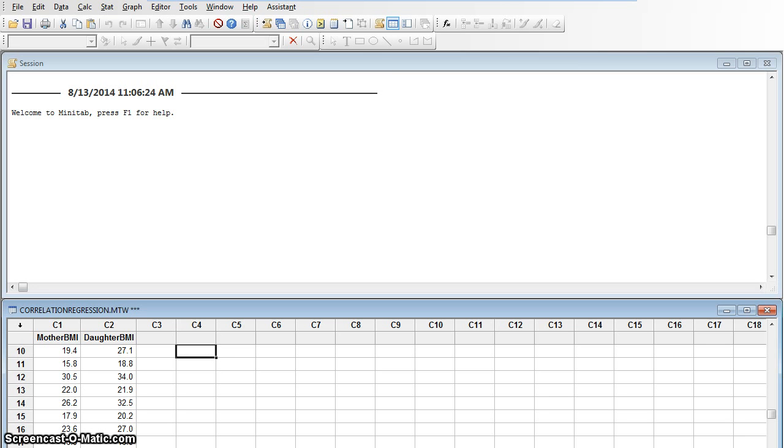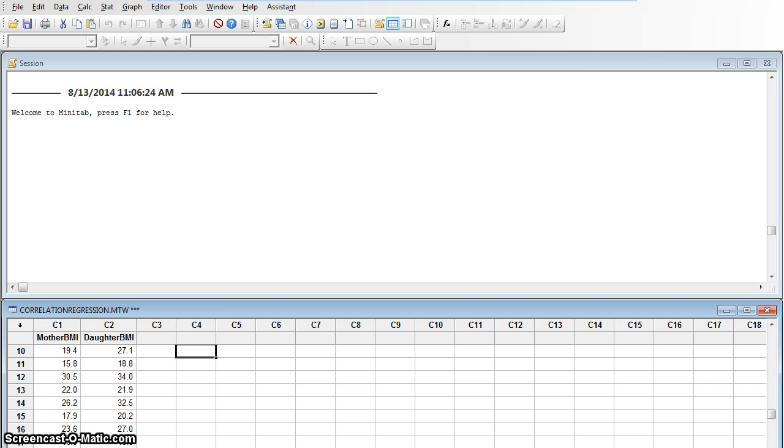Now I study obesity. I would like to study whether obesity is a family problem or an individual problem. And here's how I've proposed to do it. I have collected a sample of 22 pairs of women, 22 mothers and their adult daughters. So I've got 22 mothers and 22 daughters, one daughter for each mother.